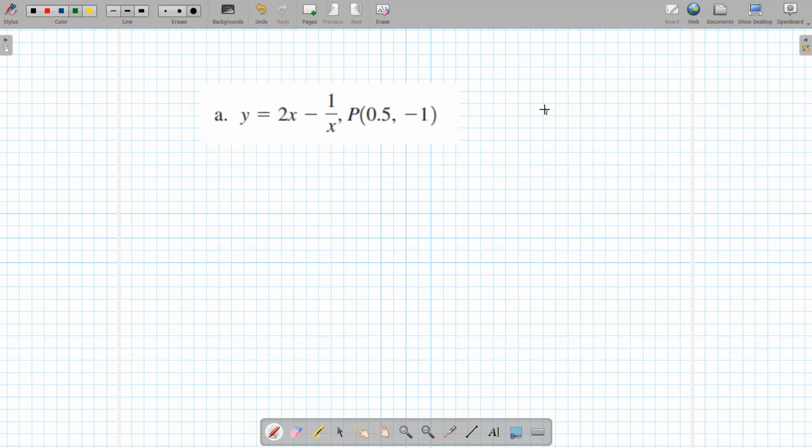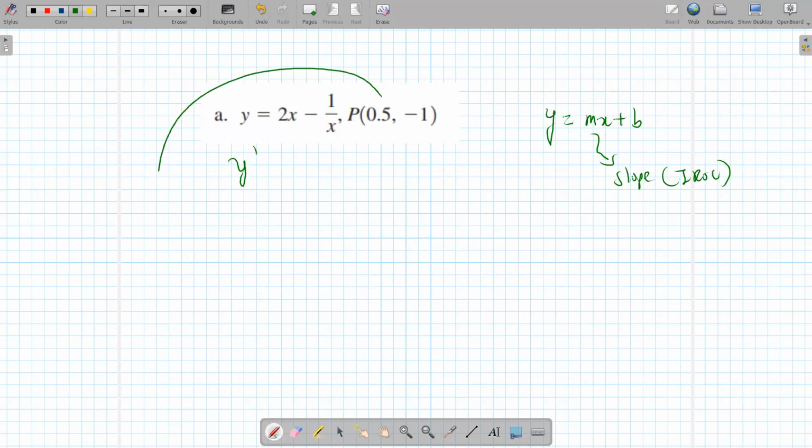The tangent line is always going to be linear. Y equals mx plus b. You see this m? That's our slope. That's our IROC. Once we find our y prime, our slope function, we're going to plug the x value in there, and that'll give us m. To find b, we're just going to plug the x value as 0.5, the y value as -1.